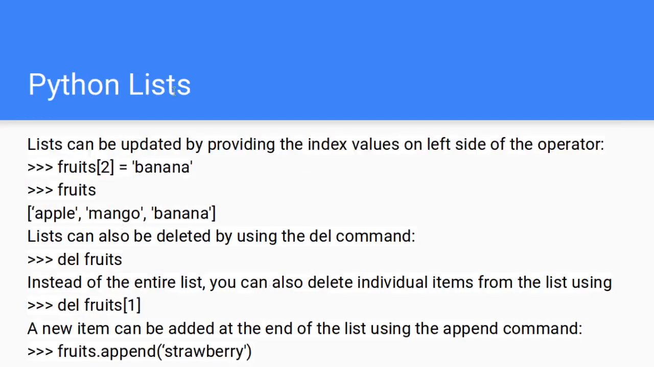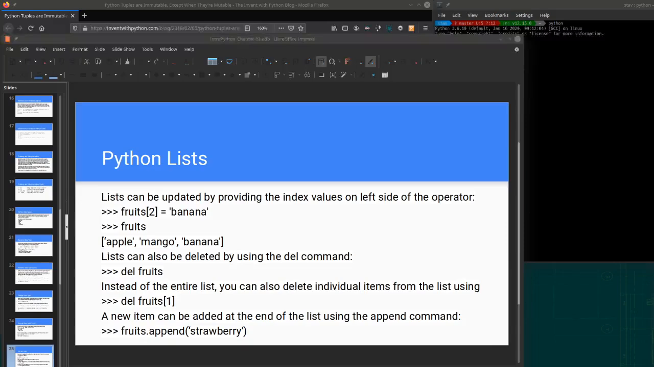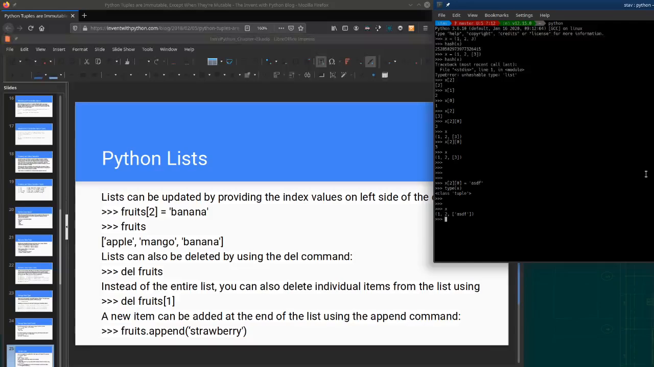Python lists. All right. Lists can be updated by providing the index values on the left side of the assignment operator. So if we have, for example, let's say fruits equals apple, mango, and then we want to say fruits sub 2. What do you think it's going to be? We don't have any fruits at index 2.